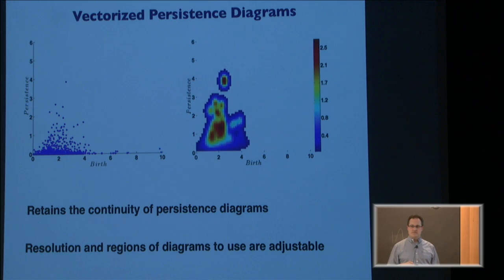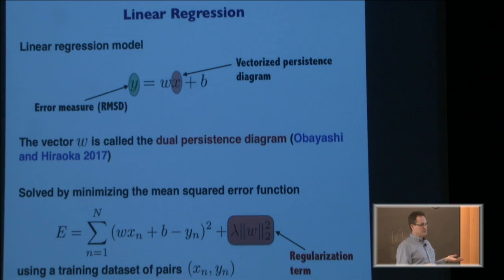And now what do we do with this vectorized persistence diagram? The simplest possible machine learning, the simplest possible statistical analysis that we could do is linear regression, right? So we're going to try to fit a linear model to this. So this x is going to be our vectorized diagram. So x here represents our persistence diagram. Y represents the error that we have, the measure for each protein. We have this error that compares the predicted structure with the true native state structure, this RMSD error.